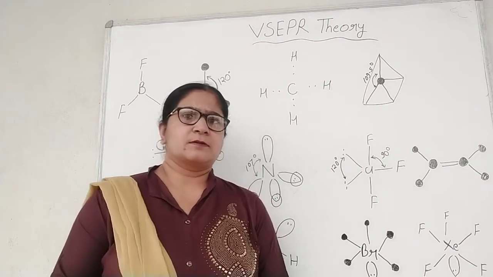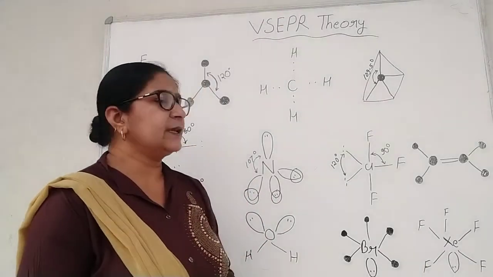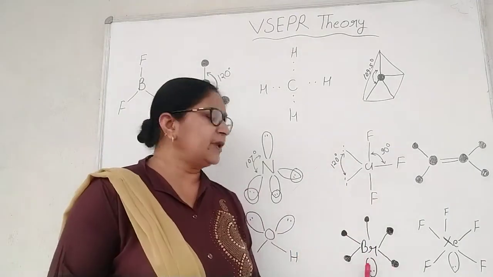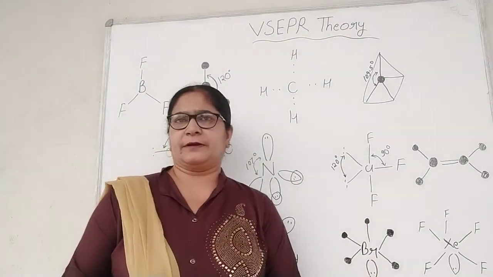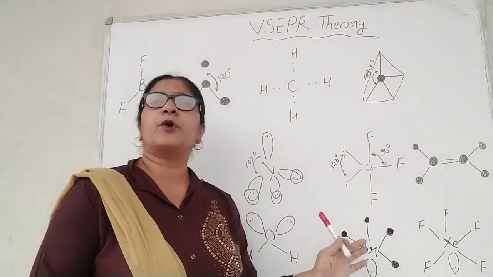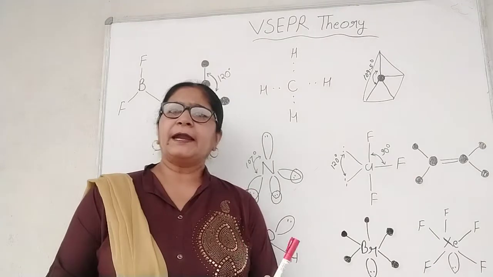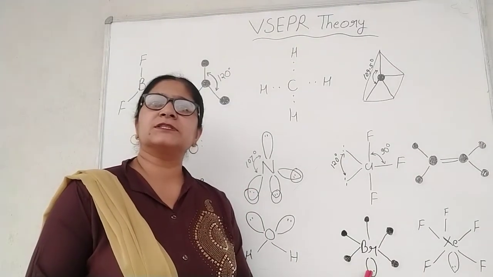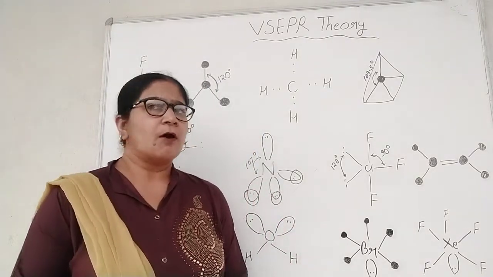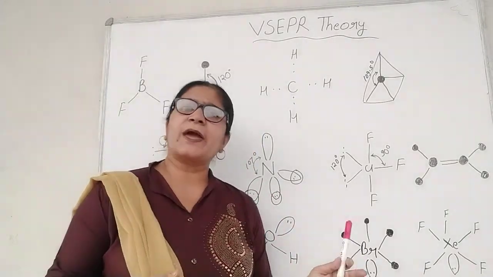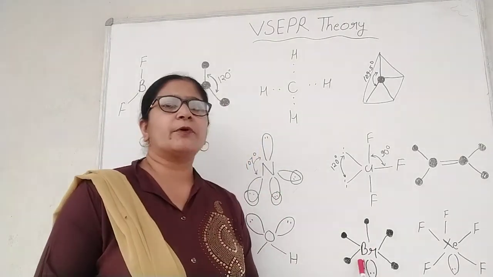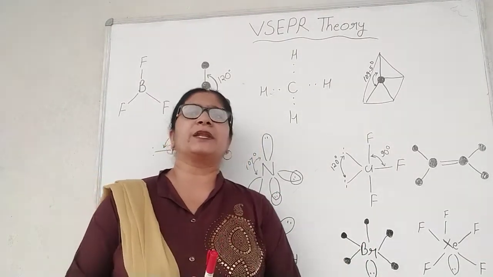Let's see the molecule of bromine pentafluoride. The central bromine atom has 5 bonded electron pairs and 1 lone pair of electrons. Therefore, the geometry of the molecule is distorted octahedral, or square pyramidal. It is due to the presence of a lone pair of electrons on the central bromine atom.